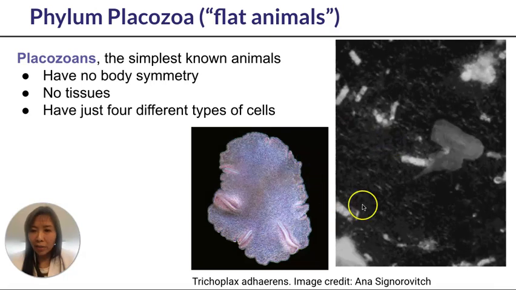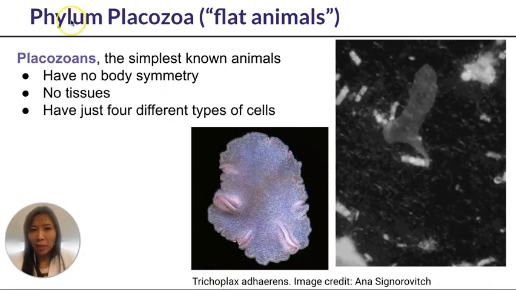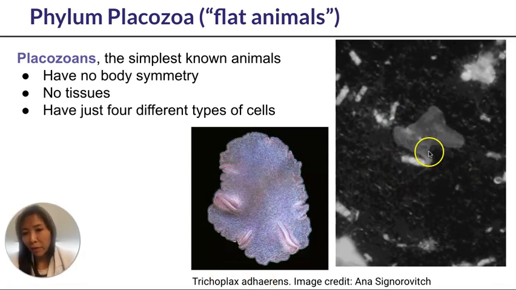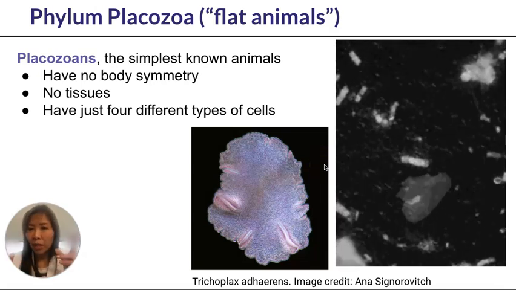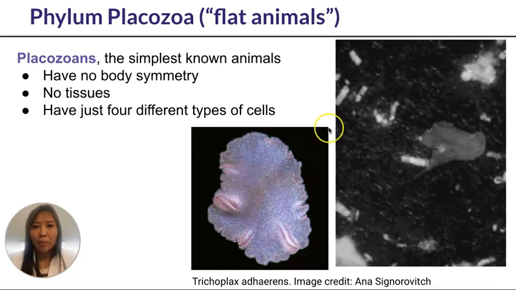Here you can see this example of a placozoan, which is Trichoplax adhaerens. You can see the movement right here, and their common name is flat animal because you can see they have a very flat shape to them.